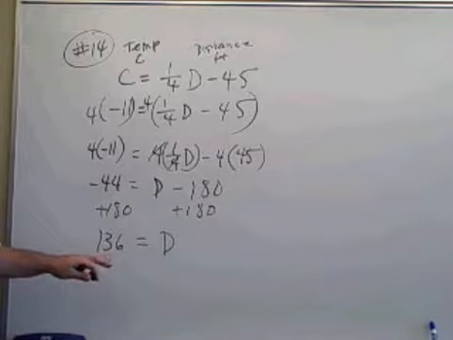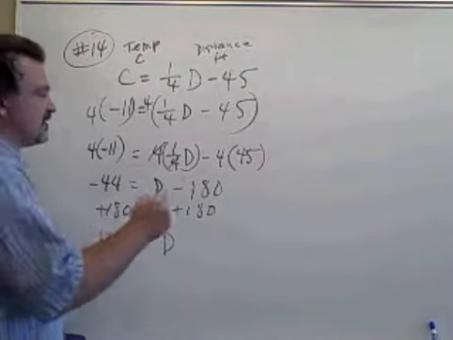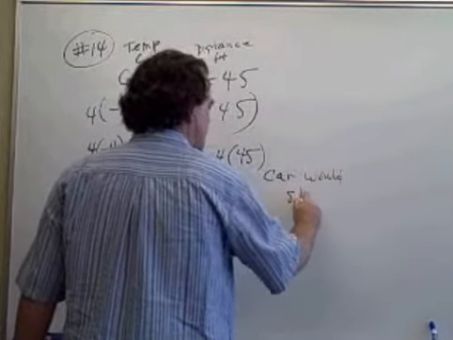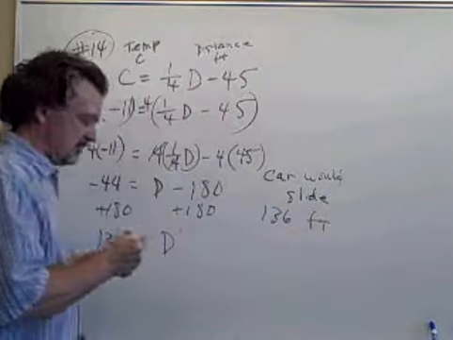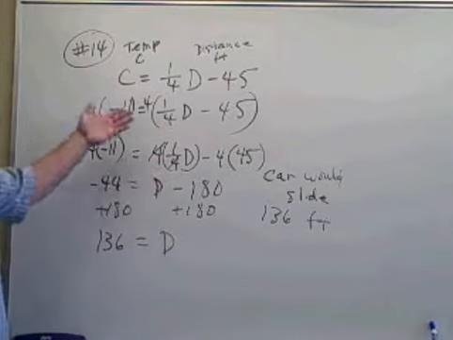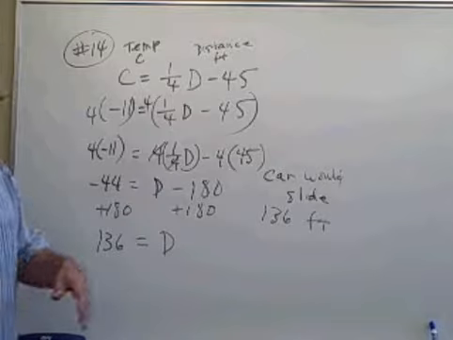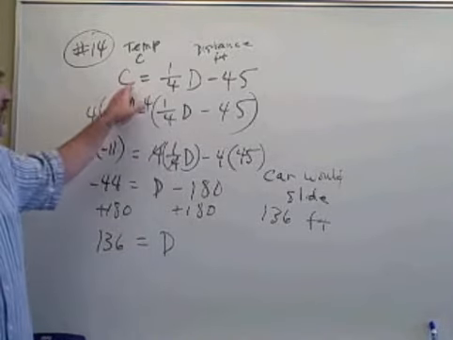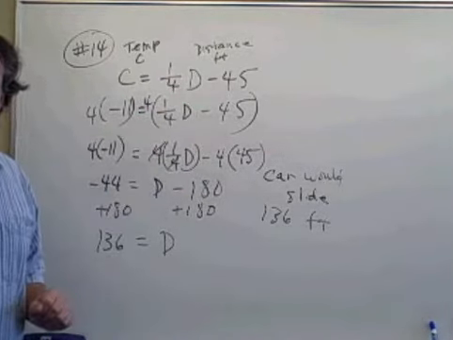And that's 136 what? Well, D stands for distance in feet. So we might say something like this. Car would slide 136 feet. That's how far a car going 30 miles per hour would slide if the outside temperature was negative 11 degrees centigrade. And we used that formula that we had been given that related the temperature to the distance the car would slide to answer that question.